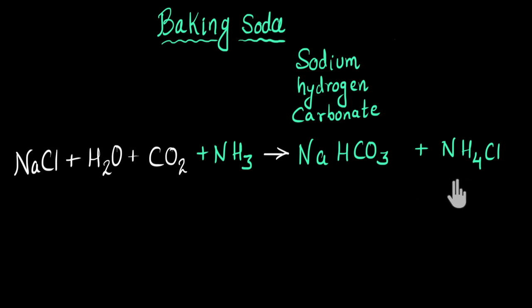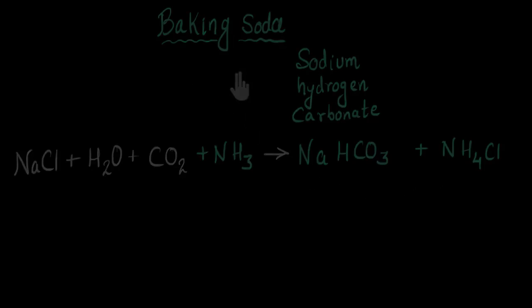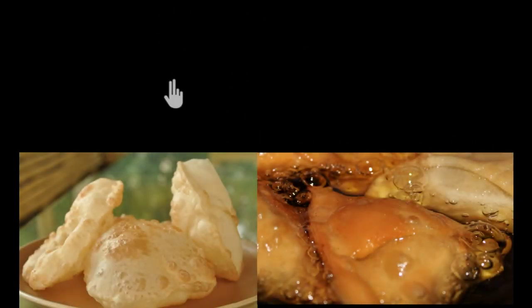Now let's look at the common uses of baking soda. So we use baking soda to make puffed bhaturas or samosas. And puffed basically means inflated with gas. Now see how this is done: we mix some baking soda in the flour. Flour basically means atta. Now when this is deep fried, the baking soda gets heated up and it decomposes to give carbon dioxide gas.